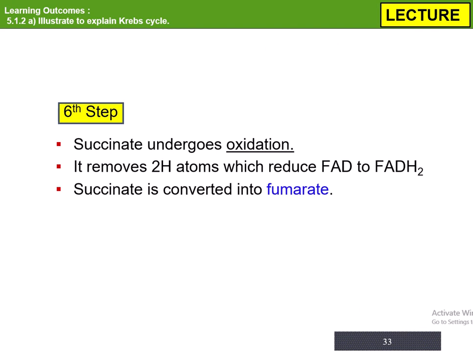In the sixth step, succinate undergoes oxidation. It removes two hydrogen atoms which reduce FAD to FADH2. Succinate is converted into fumarate.